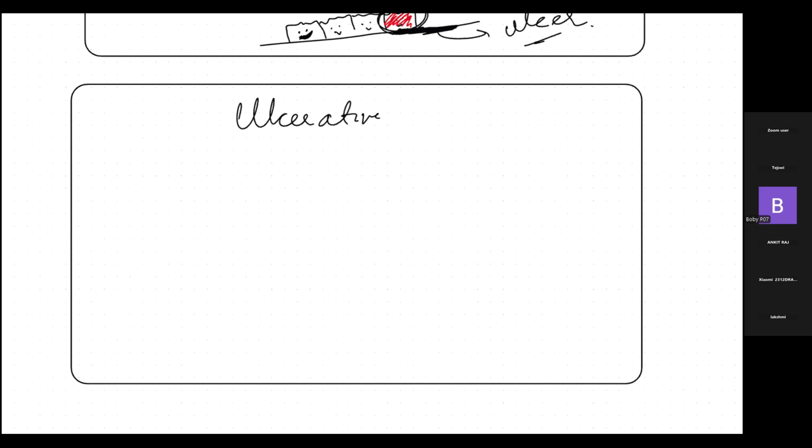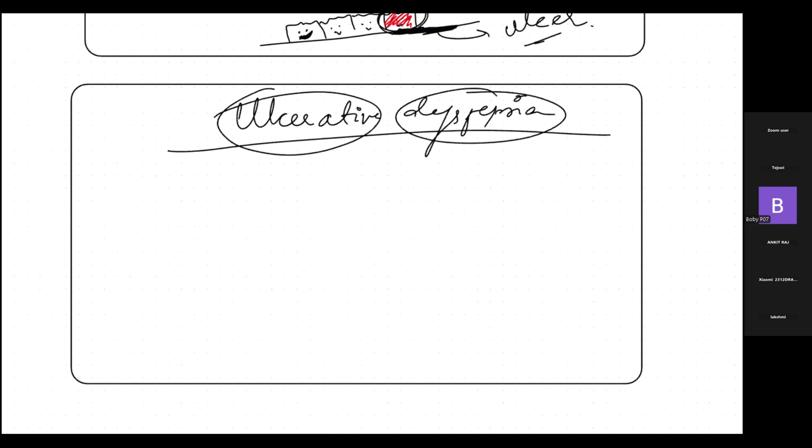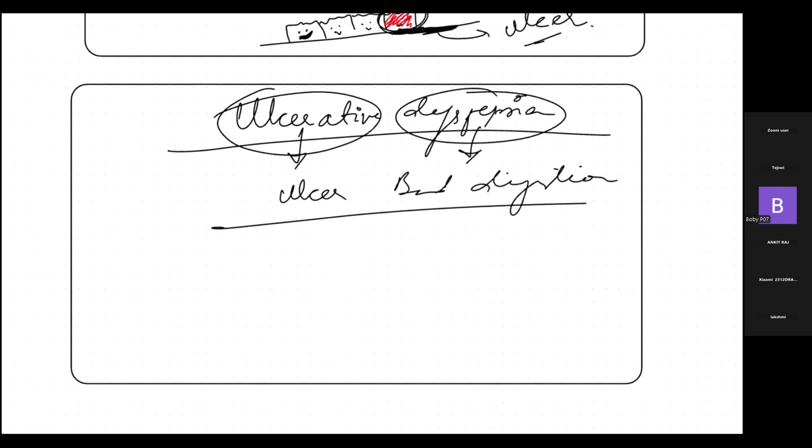I hope both of these terms are very clear, what is ulcerative and what is dyspepsia. So something where there will be an ulcer, and that is going to have bad digestion. That is what ulcerative dyspepsia is all about. One thing is very clear from this term itself: it is a structural defect. There will definitely be a structural lesion involved in ulcerative dyspepsia.